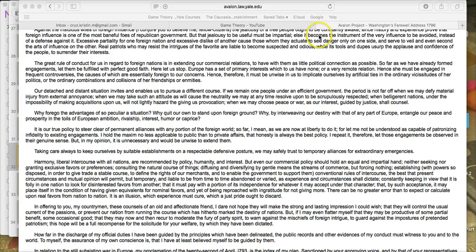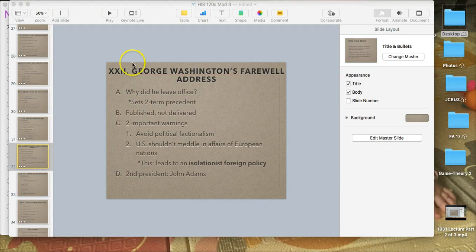And then he talks really about why, by interweaving our destiny with that of any part of Europe, entangle our peace and prosperity in the toils of European ambition, rivalship, interest, humor, or caprice. So why would we risk our peace and stability when their issues are really issues that pertain to them and perhaps only remotely would pertain to us as well?